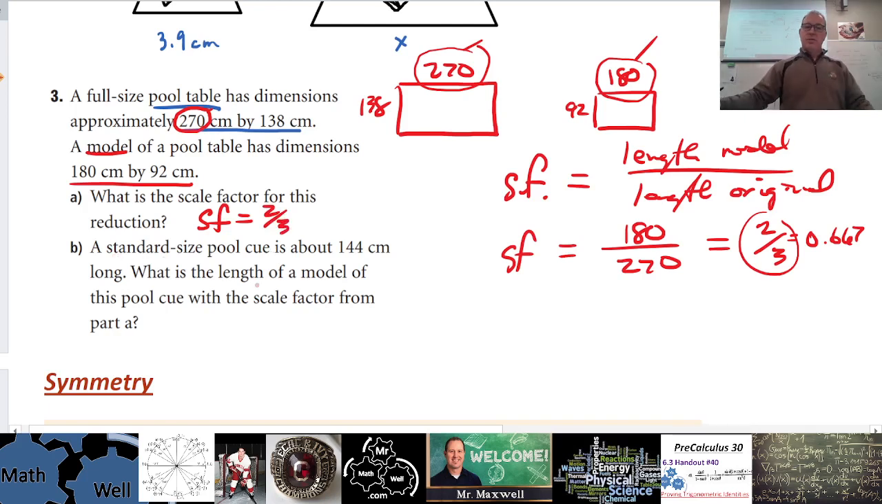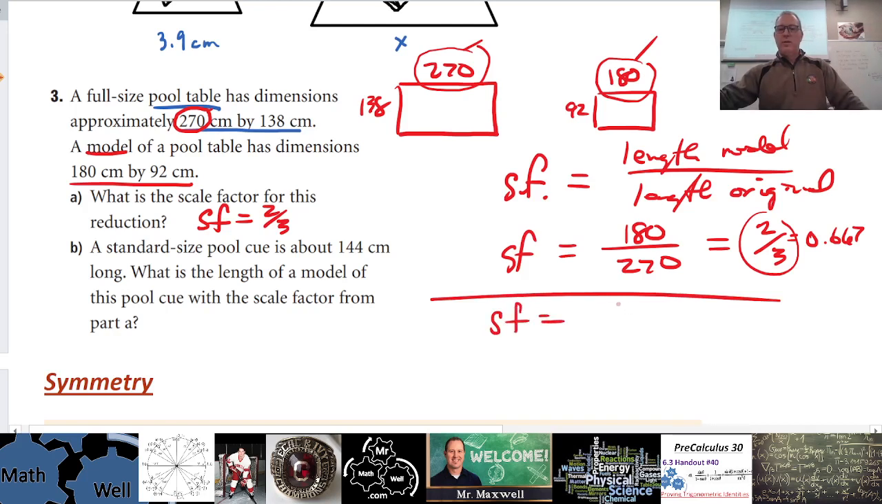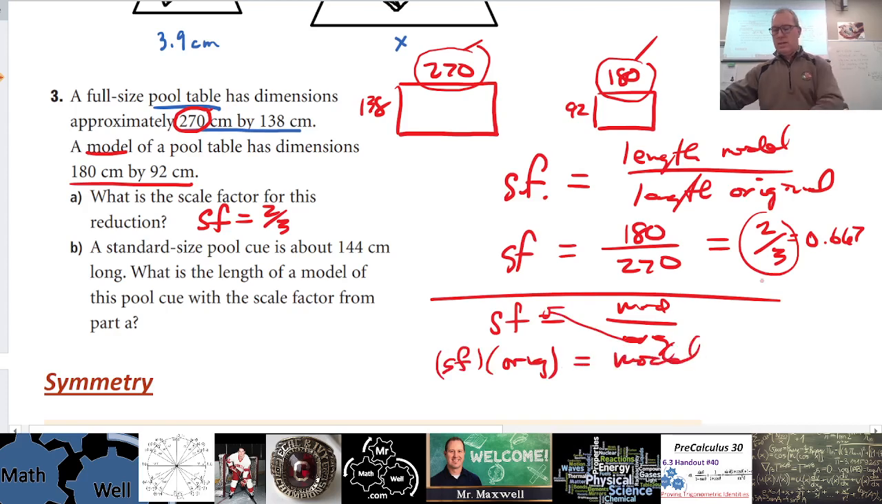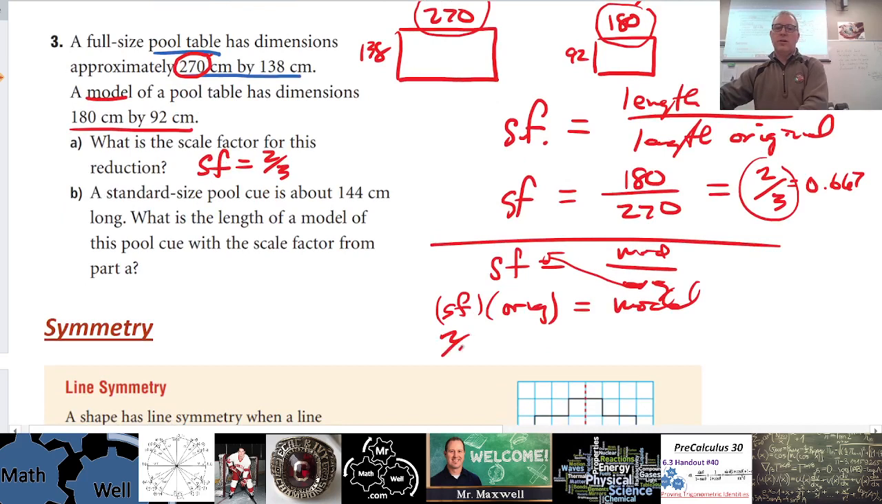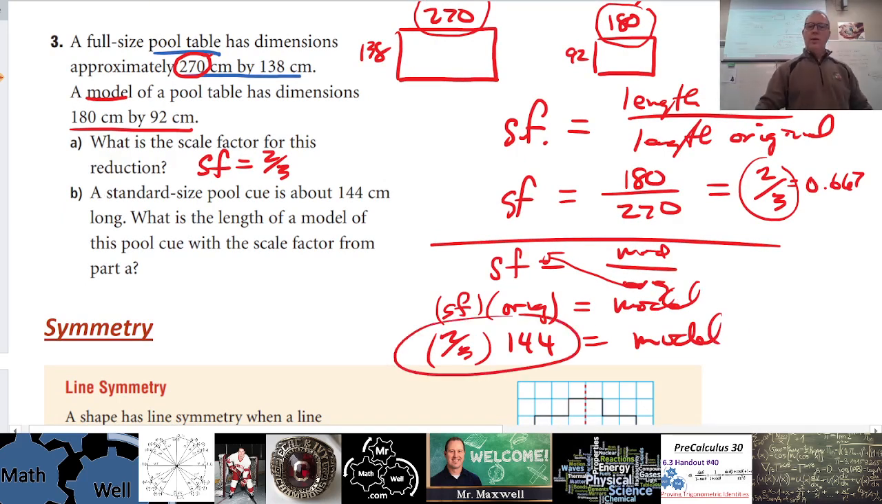For B, a standard size pool cue is about 144 centimeters long. What's the length of the model? So let's take a look at this. The scale factor equals model over original. And I actually want to find the model, so I cross multiply. I do scale factor times the original equals the model length. And it's just very straightforward like that. So 2/3 times 144 equals my model length. So that's what you need to figure out. So 144 times 2 divided by 3 should be your answer there, okay? All right, any questions about 3 on the review?